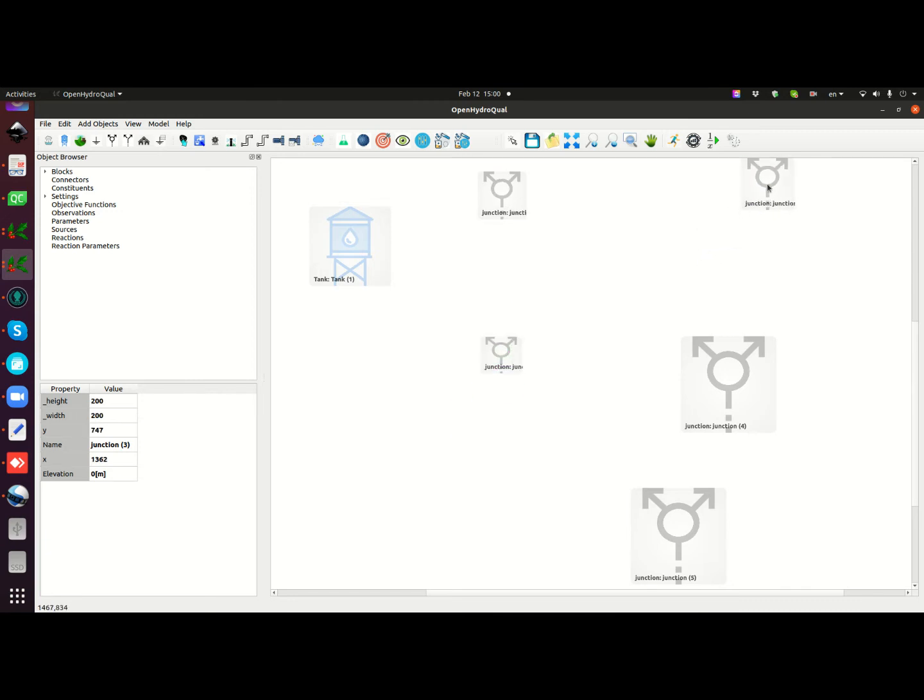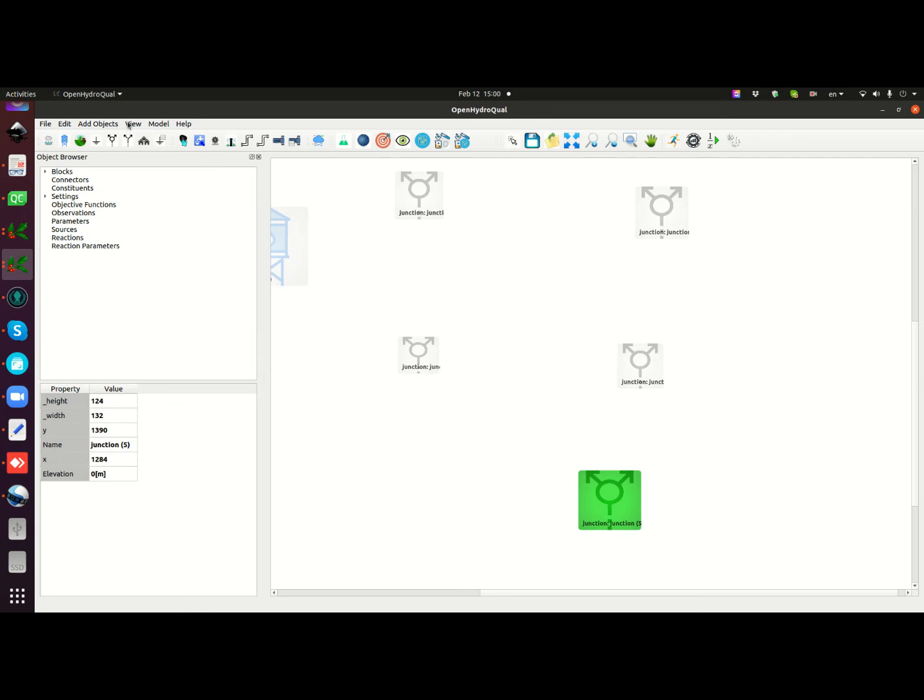So I'm going to make this a little smaller too. Okay, then, by the way, I need the sixth one, which I think I forgot. So let's see, this is going to be our sixth node.